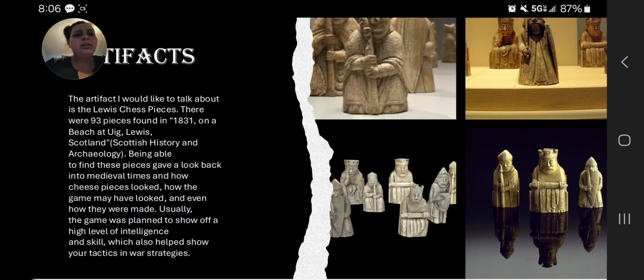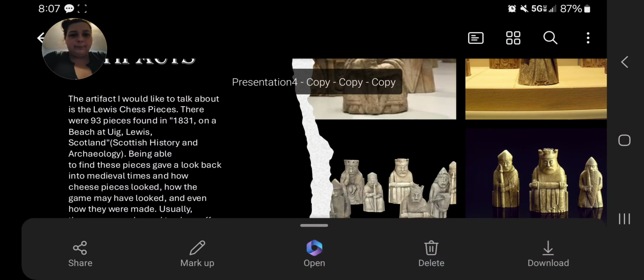Also, something else to know is that whenever they would play chess, it was to show their intelligence and skills, especially regarding war strategies. So it wasn't just a game like how we play. Of course, chess we know is a skillful game, but they really used it as, okay, you need to play this game. You're showing me how smart you are. We're battling against each other, and I'm going to see how your war tactics are. We're going to see how intelligent you really are. So I thought that was also very interesting.